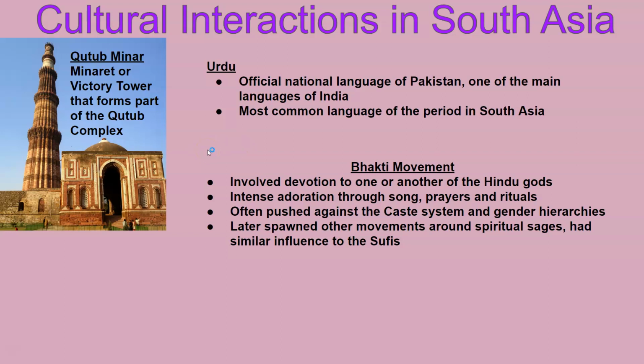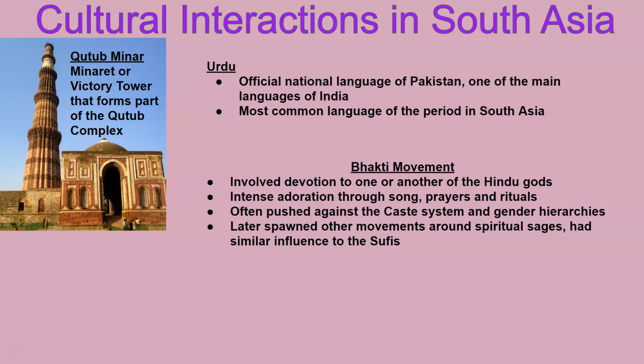Okay, finishing up South Asia, there's some cultural interactions. You have the Qutb Minarets, one of the most famous pieces of Islamic architecture. During this time, it's a victory tower that's built at the Qutb complex, which is a big Indian religious complex that is eventually co-opted by the Muslims. You have the language of Urdu, which is the official language of modern Pakistan, and it is really the most common language of the time period of 1200 to 1450 in South Asia.